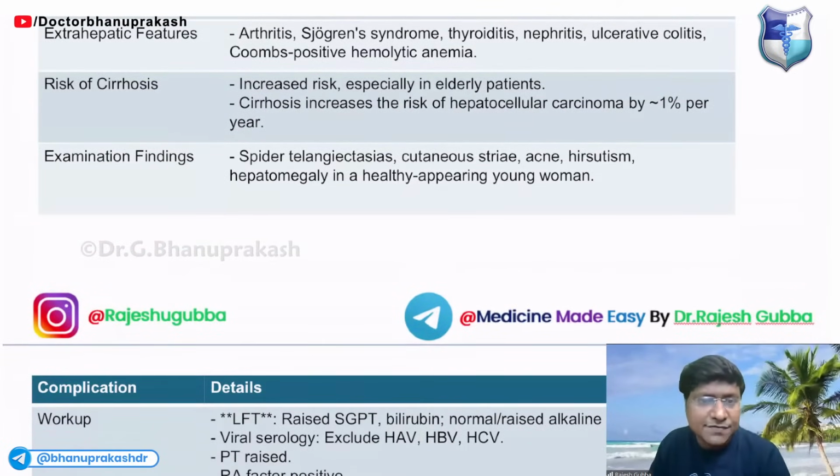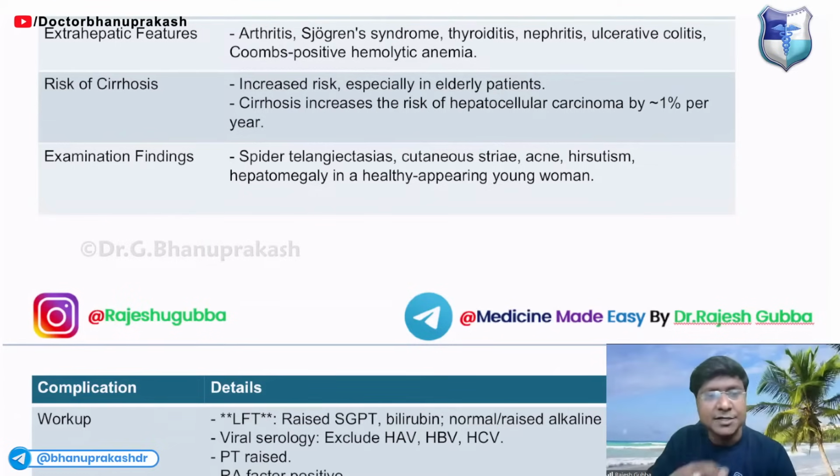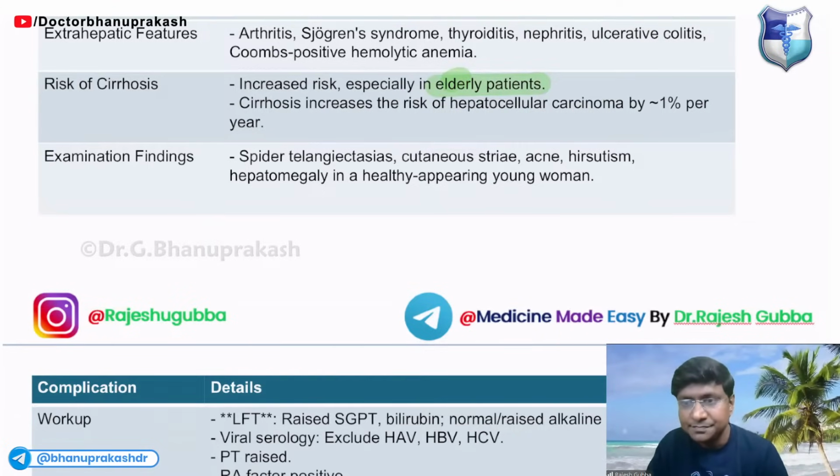And is there any risk of cirrhosis in these individuals? Definitely. Which particular patients of autoimmune hepatitis will go into cirrhosis? That is observed in elderly patients, right?